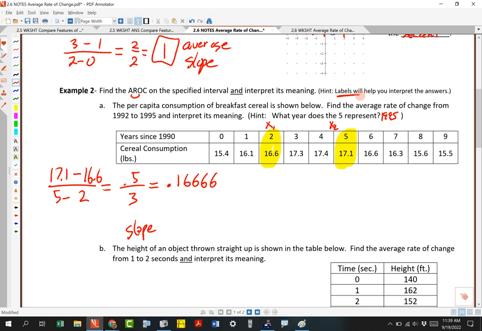What goes on the top? Dane. Like the cereal thing. What's the cereal thing? Consumption in pounds. So I'm going to write LBS on the top, and we said slope was a fraction, right? You can make any number a fraction by putting it over a 1. 1 what?